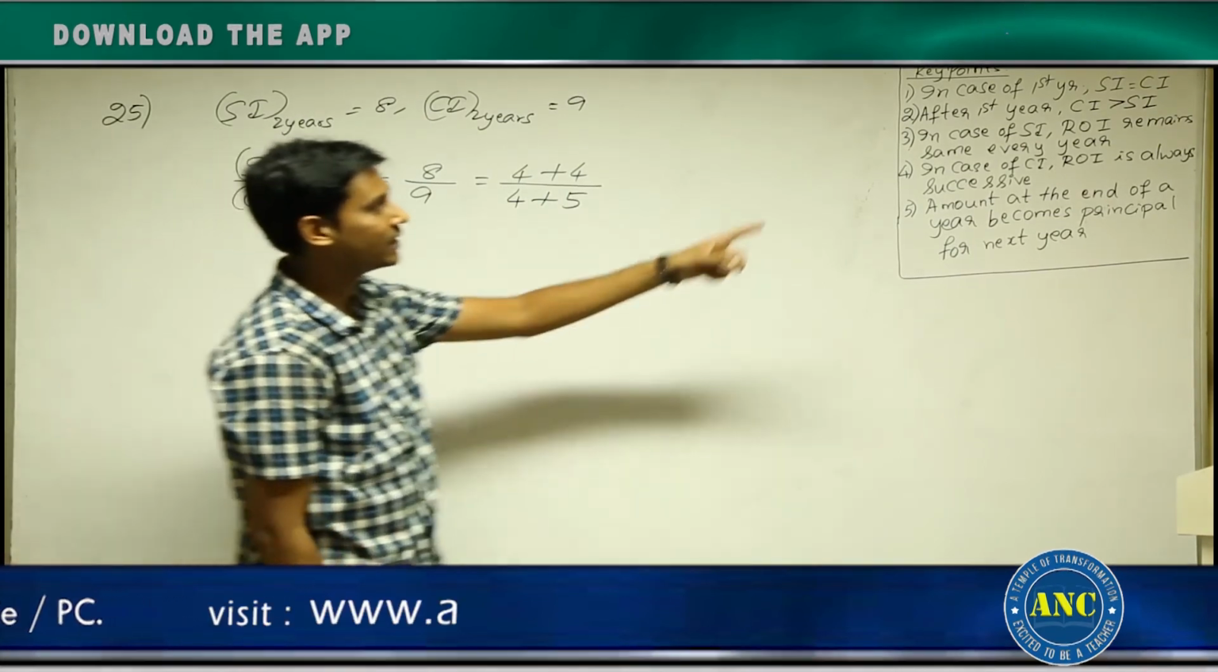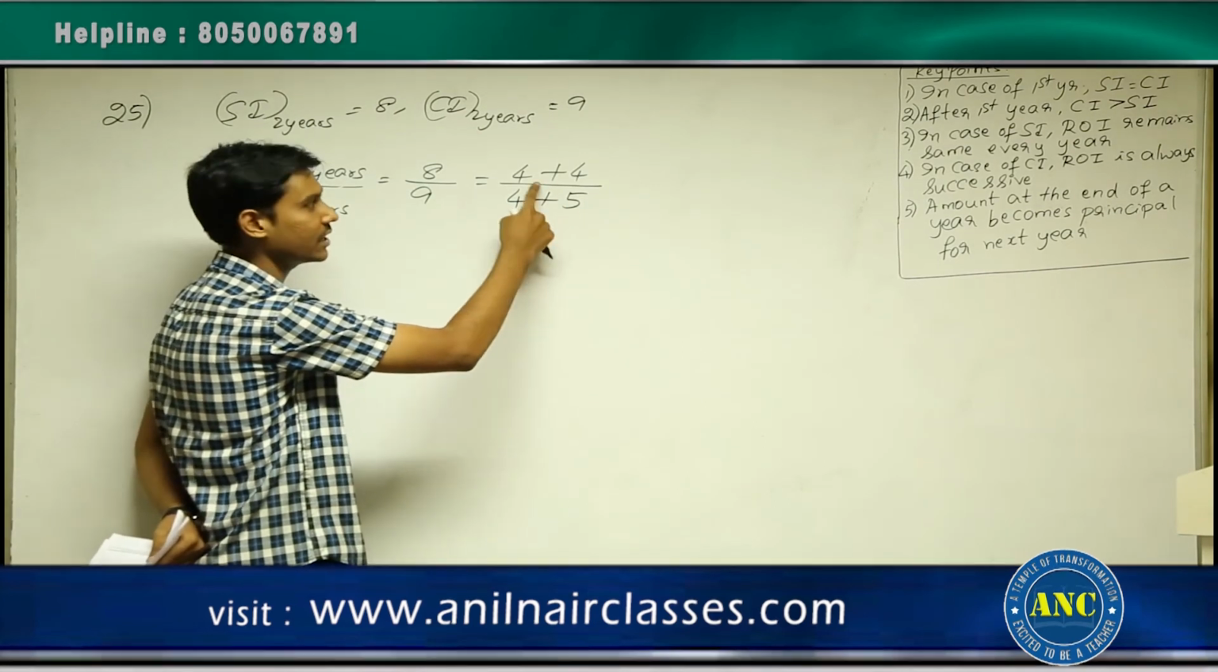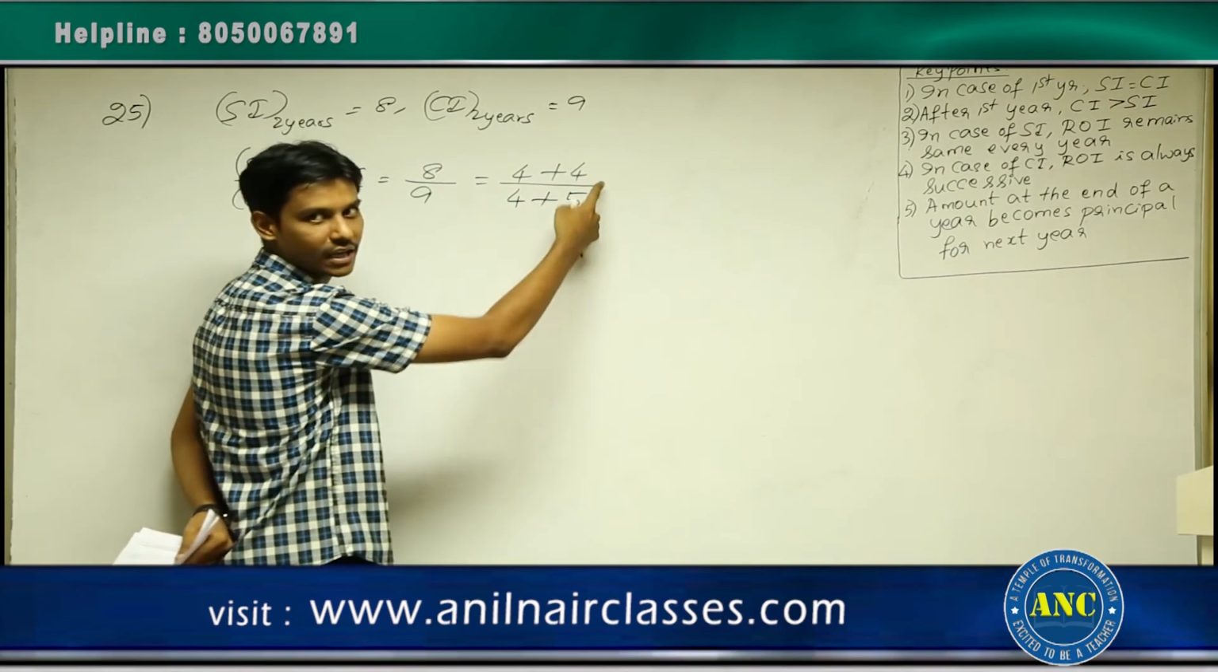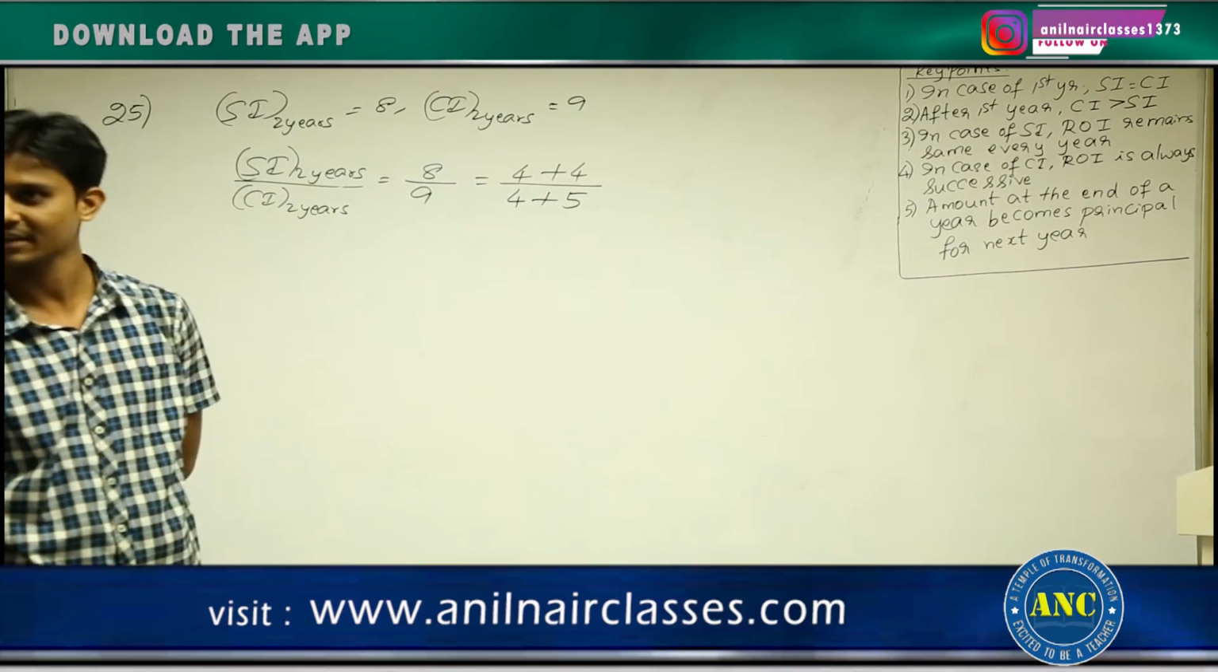What is our second key point? Please see here. After first year, what is the CI value? 5. What is SI value? 4. Is 5 greater than 4? Yes. Second key point says after first year CI is greater than SI. That is also validated. Okay?